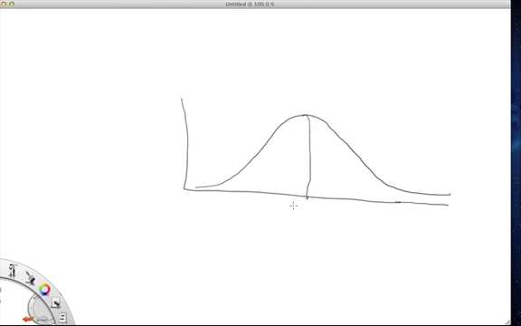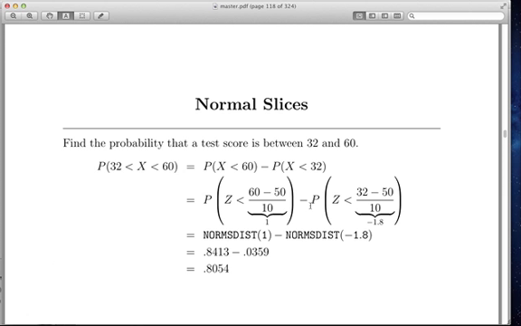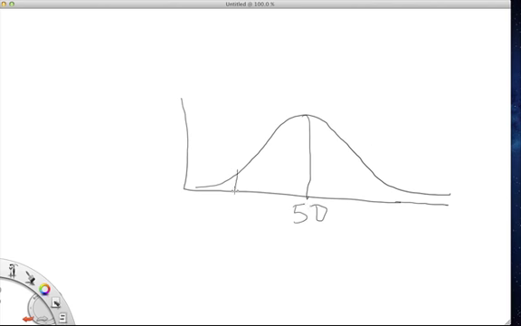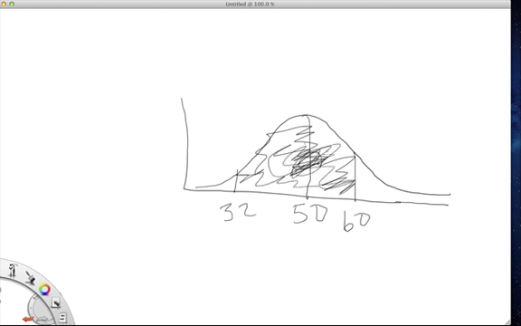So here is a normal curve. The mean is 50. And let's see, we want to know the chance of being between 32 and 60. So out here is the value 32. Somewhere out here is 60. And what we care about is this whole area in the middle. All right, well, we need to rephrase this question, this question of being in that slice, as a series of less than questions.